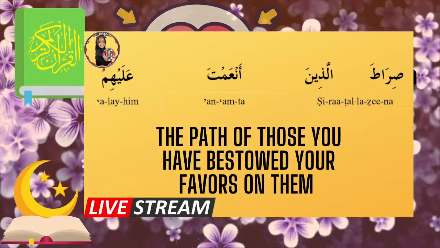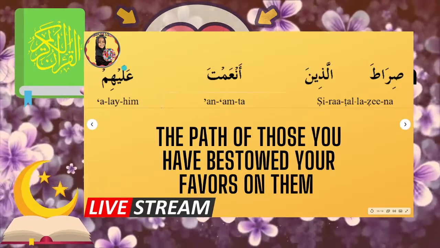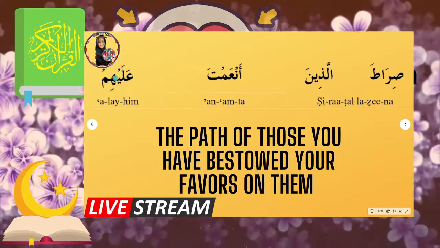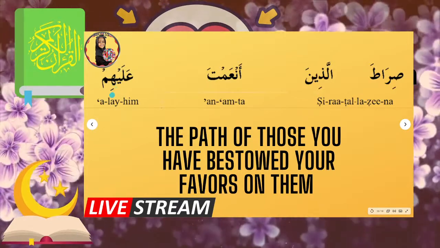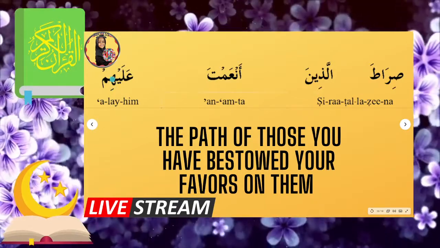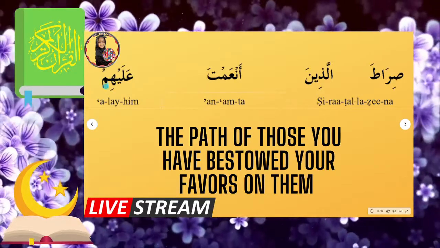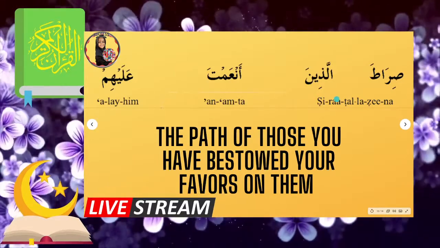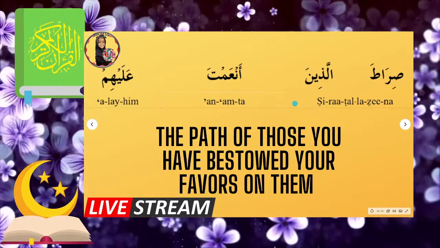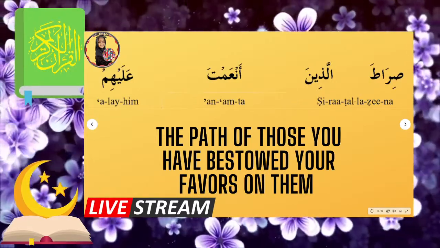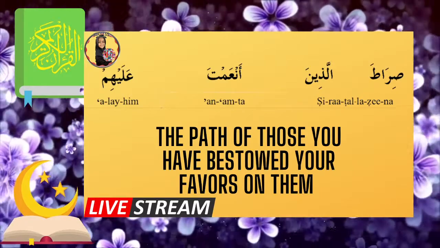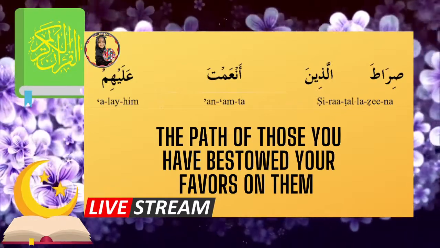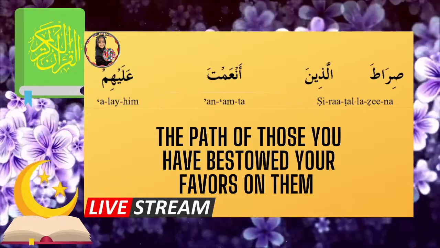an'amta. And right here there's lam fatha la. And then right here there is ya sukun. Right here there is ha kasra hi. Right here there is mim with sukun, which means it is siratal ladhina an'amta alayhim. So, can one of you tell us what does the meaning say?